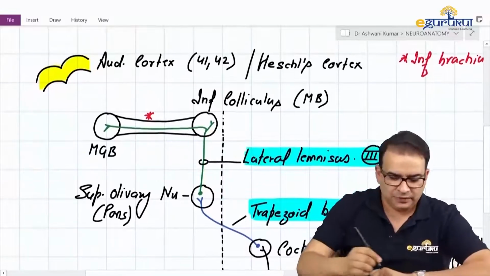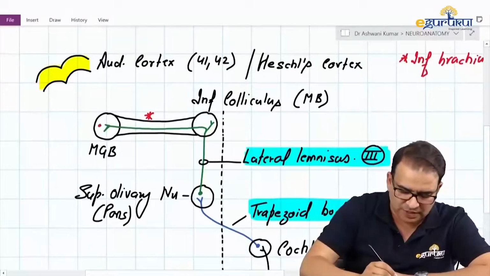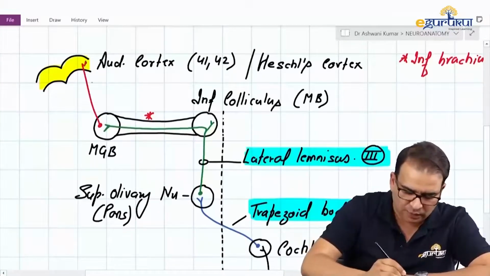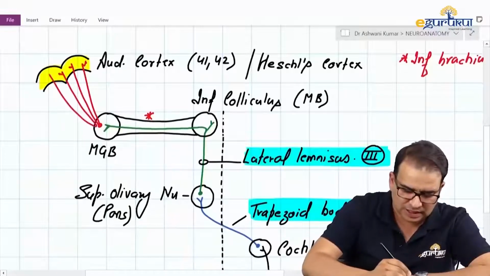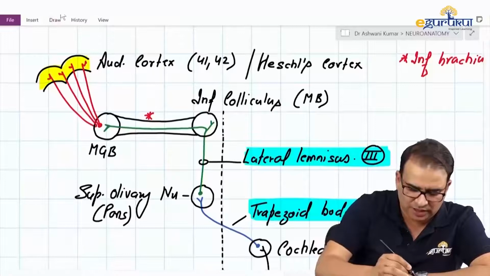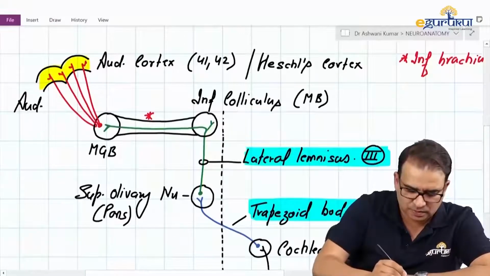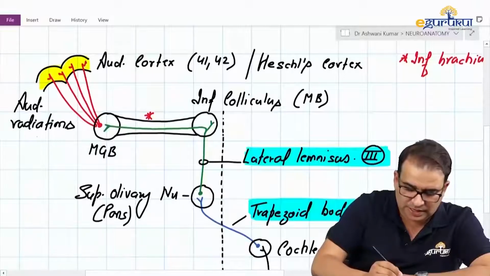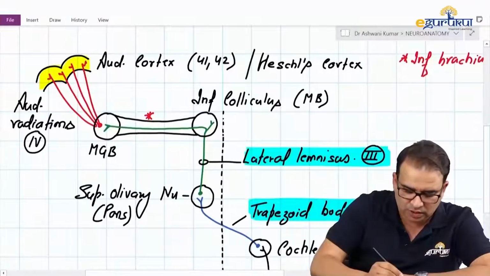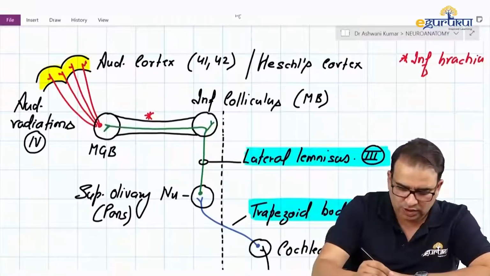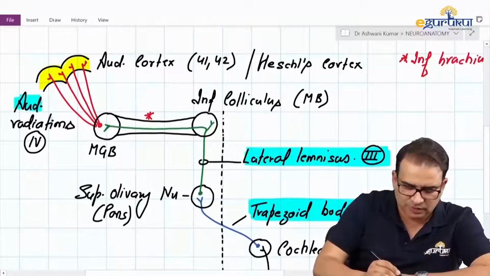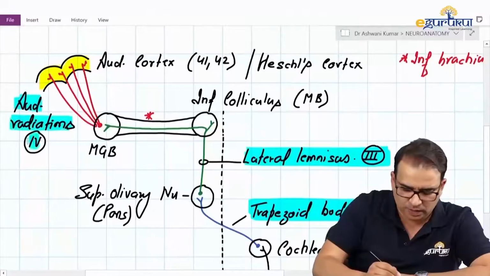And finally, the fourth order neuron, which will begin from this medial geniculate body, will be radiating into the auditory cortex or Heschl's cortex, and that's why it is called the auditory radiation. We call it auditory radiations. That is the fourth order neuron, the auditory radiation. See, there is another name given to the auditory radiation, and what is that?